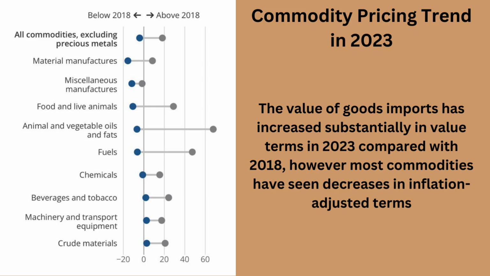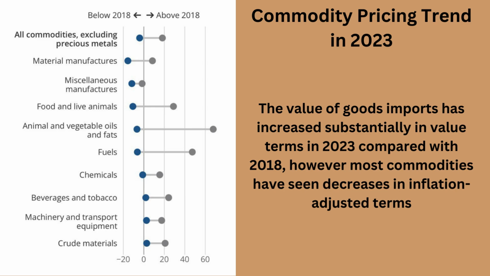The commodity pricing trend in 2023. The value of imports and exports has increased since 2018. However, recent volatile price inflation has had a substantial impact on trade. Therefore, after adjusting for inflation, the UK is actually importing and exporting less than it was in 2018. Commodities have not been equally affected by inflation, with some commodities showing a greater difference between value and inflation-adjusted terms.